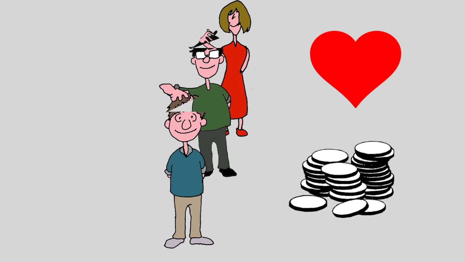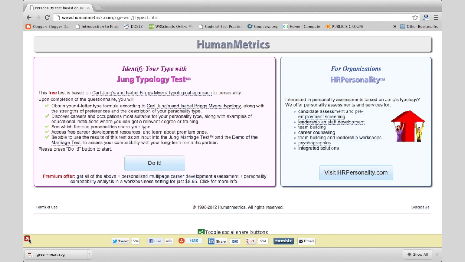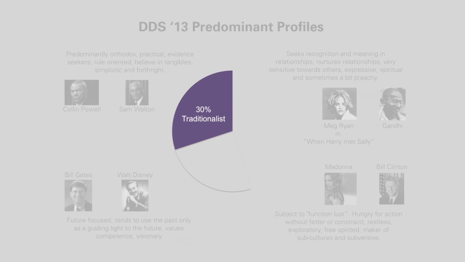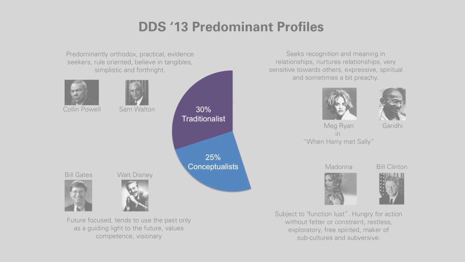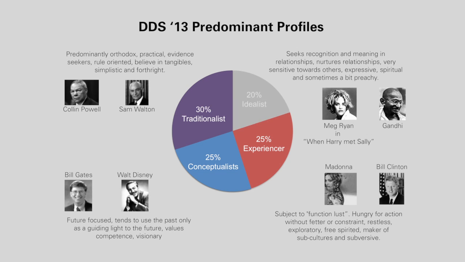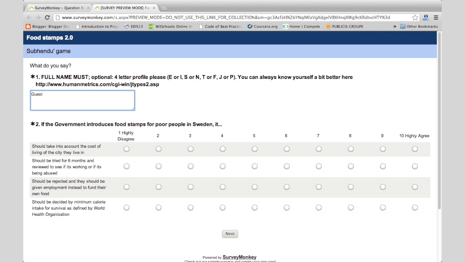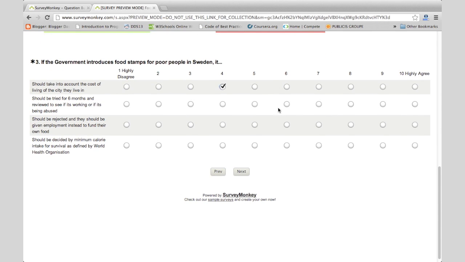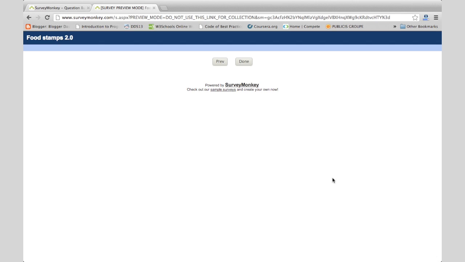That led me to start my game by first administering the Myers-Briggs typology test amongst all the students of my class. As per the Myers-Briggs broad-based typology, 30% of those surveyed were traditionalists, 25% conceptualists, 25% experiencers. The remaining 20% were idealists. And then I put in a stimulus, which was nothing but a mildly provocative statement with 4 predetermined choices. These choices were designed with the 4 broad typologies in mind. And then I made the participants answer them twice. First for self, and the second time guessing what their own class average would be.